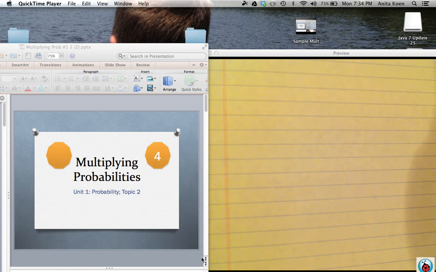Today's lesson will be about multiplying probabilities. Please don't forget to put your date in the upper left corner and log page 4 in the upper right corner, and multiplying probabilities on the first line.